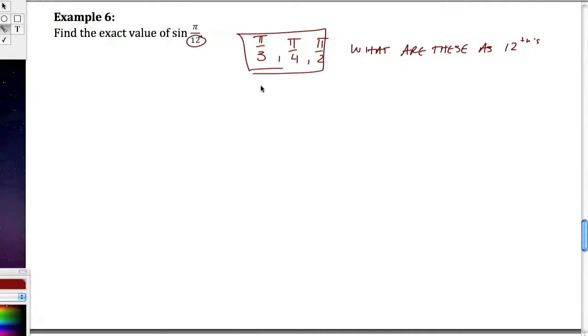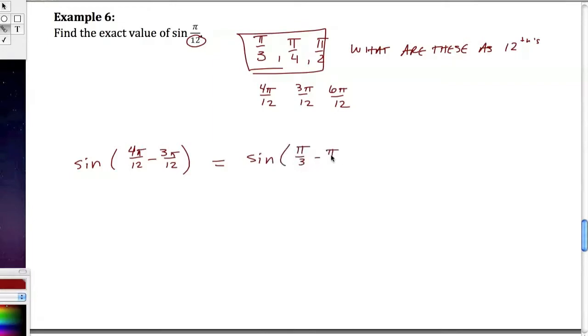And so if I look at this, pi over 3 is really 4 pi over 12. And this one is 3 pi over 12. And this one is 6 pi over 12. Right? And so if I look to two of these that are going to give me a difference of pi over 12, it's going to be 4 pi over 12 minus 3 pi over 12. Okay? And so really this is the sine of these two things, which equals the sine of pi over 3 minus pi over 4, right? Because I know that those are actually equal.